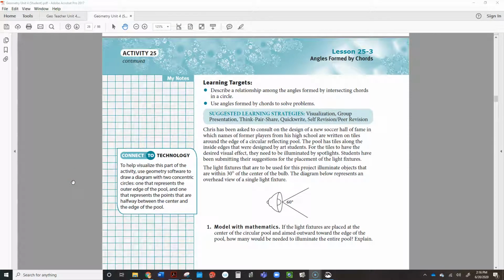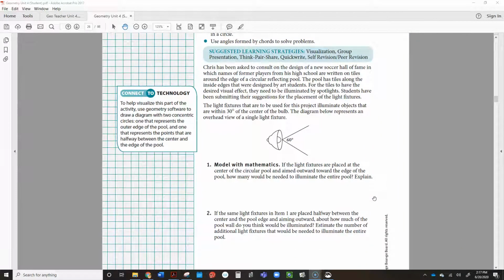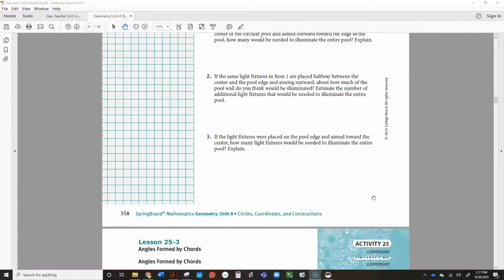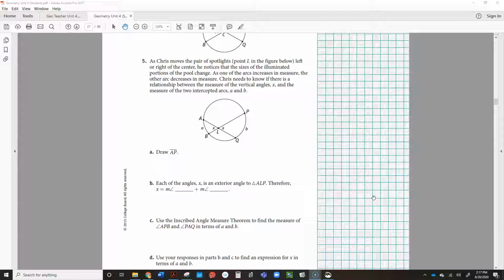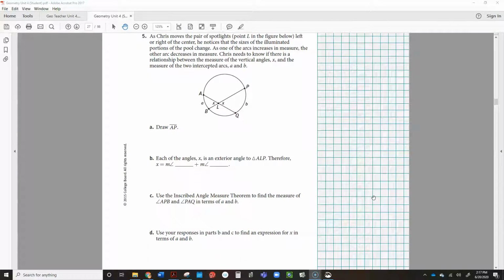This is going to be lesson 25-3, and we are still studying angles that are formed in circles. And this time, the angles are going to be formed by just a couple of chords. There's not going to be anything special about their vertex. I am scrolling down and going to problem number 5. That's where we are going to start our lesson.